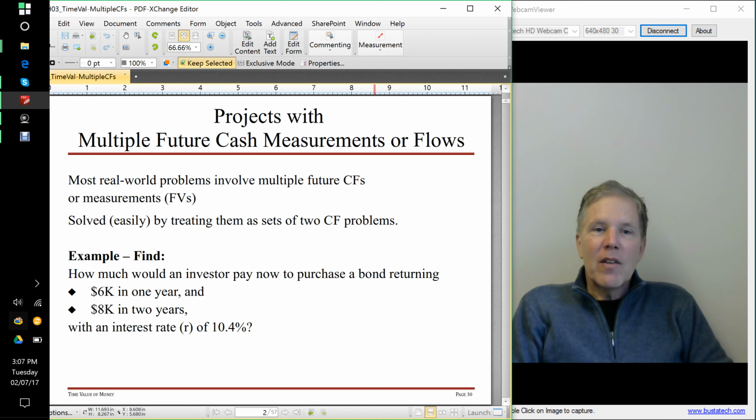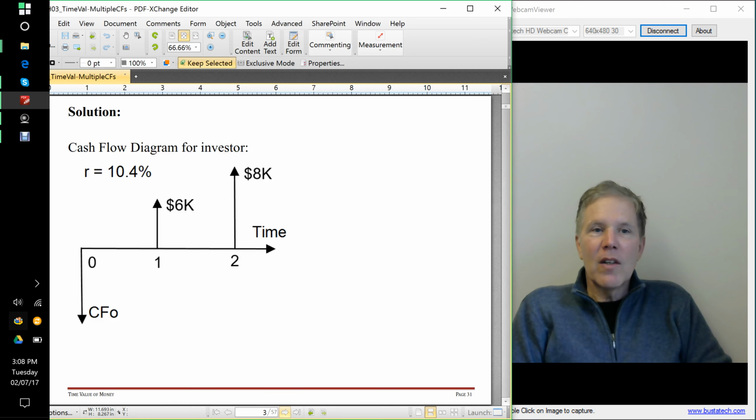So, for example, let's think about how much would an investor pay now to purchase a bond that is guaranteed to return, unless, of course, the issuer goes bankrupt, $6,000 in 1 year and $8,000 in 2 years. And let's say the interest rate for this deal is 10.4%. So we could start by creating a cash flow diagram for this project.